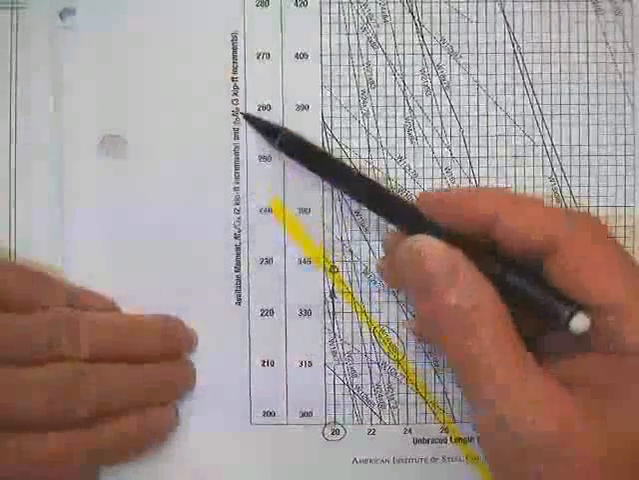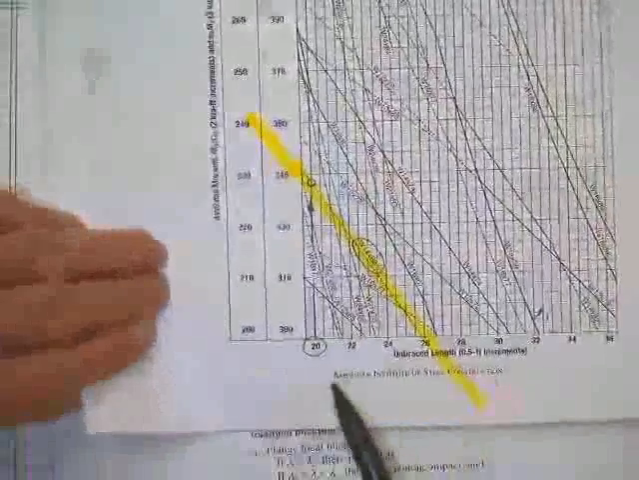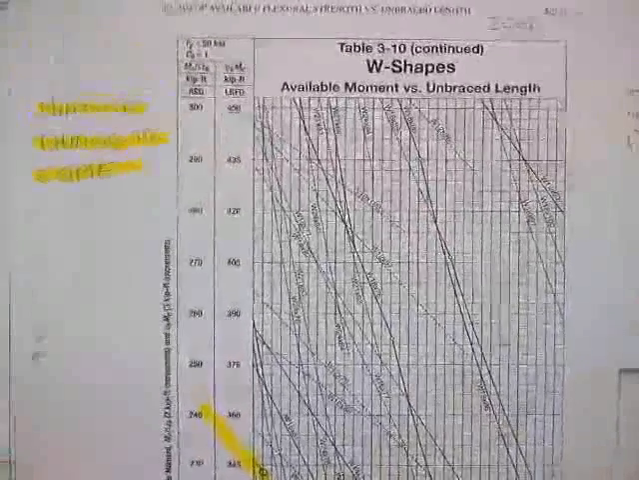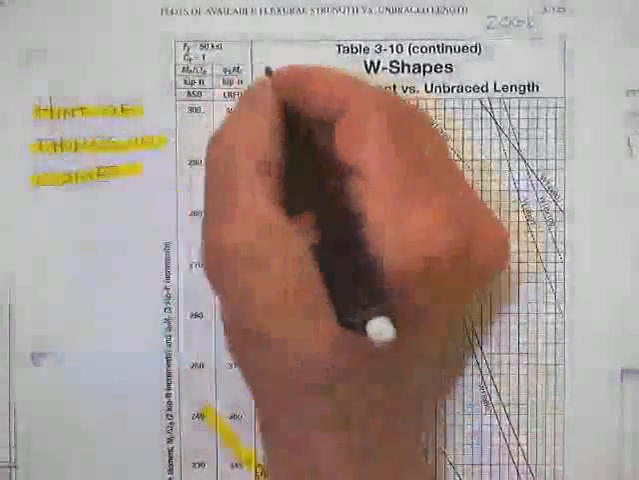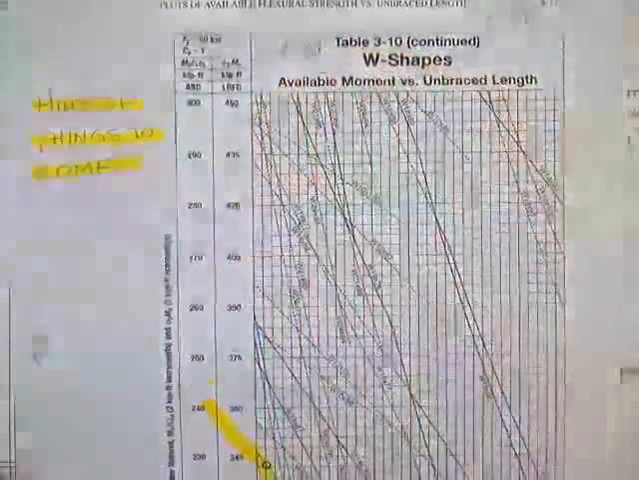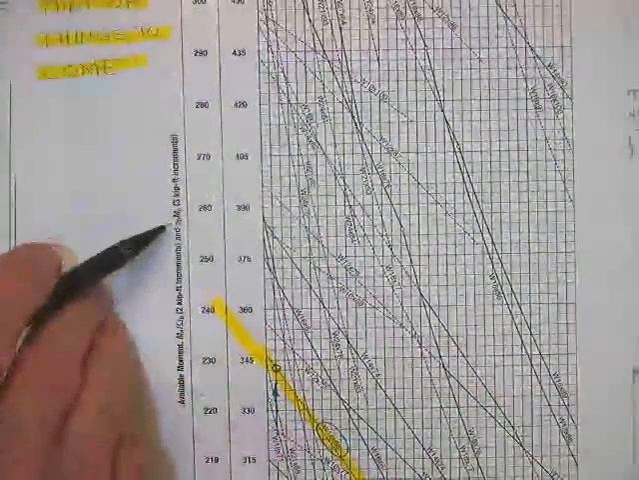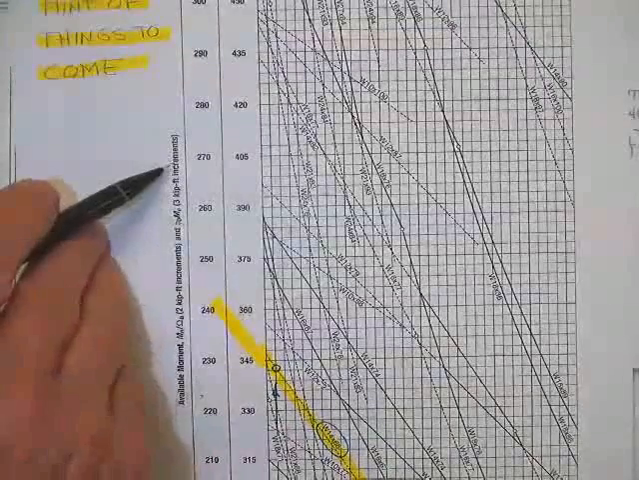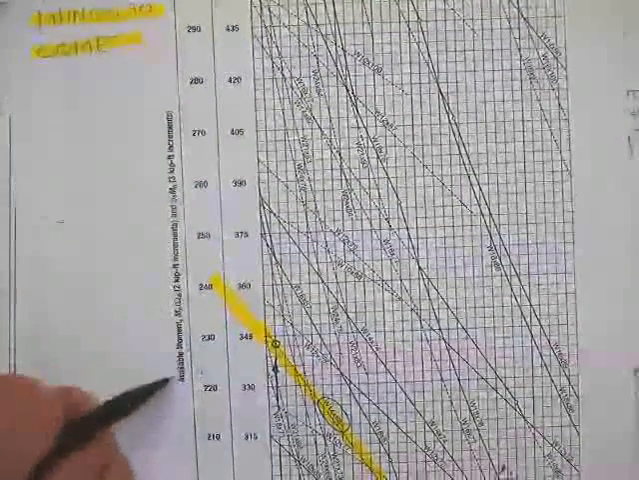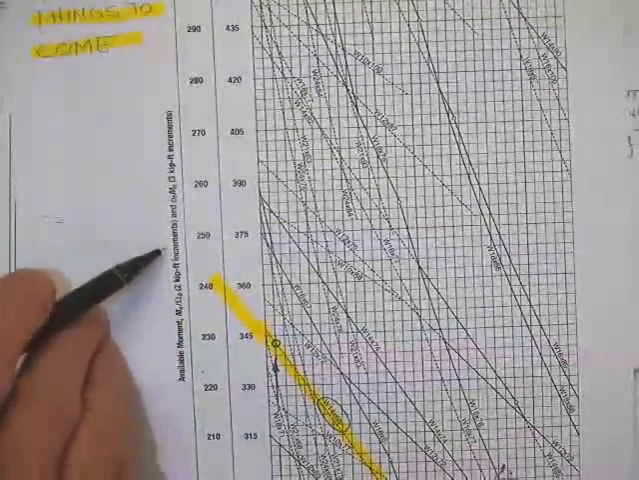Available moment doesn't list the phi. Most of these things have the phi listed on the graph somewhere. But I guess not. I guess you just got to know it. Phi is 0.9. So these are already multiplied times 0.9, and the graph uses 3 kip foot increments for LRFD work. The numbers on this side are for allowed stress, and they are in 2 kip foot increments.